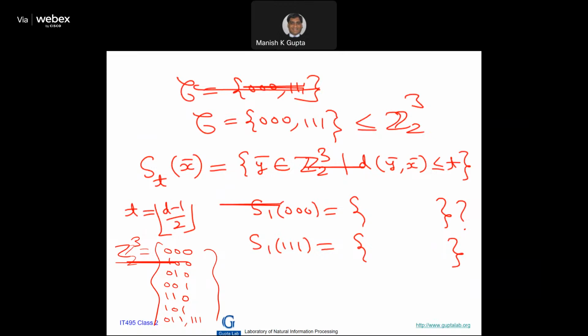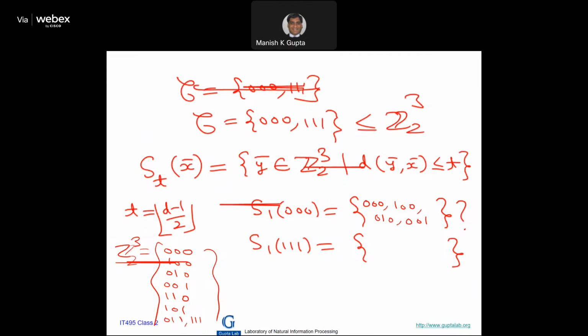So what are the vectors that are going to come here? 0, 0, 0 is the center. So essentially I am saying that from 0, 0, 0, what are the vectors which are at distance 1 from this? And of course 0, 0, 0 will be part of it. So I can write down all these 4 vectors here: 0, 0, 0, 1, 0, 0, 0, 1, 0, 0, 0, 1.